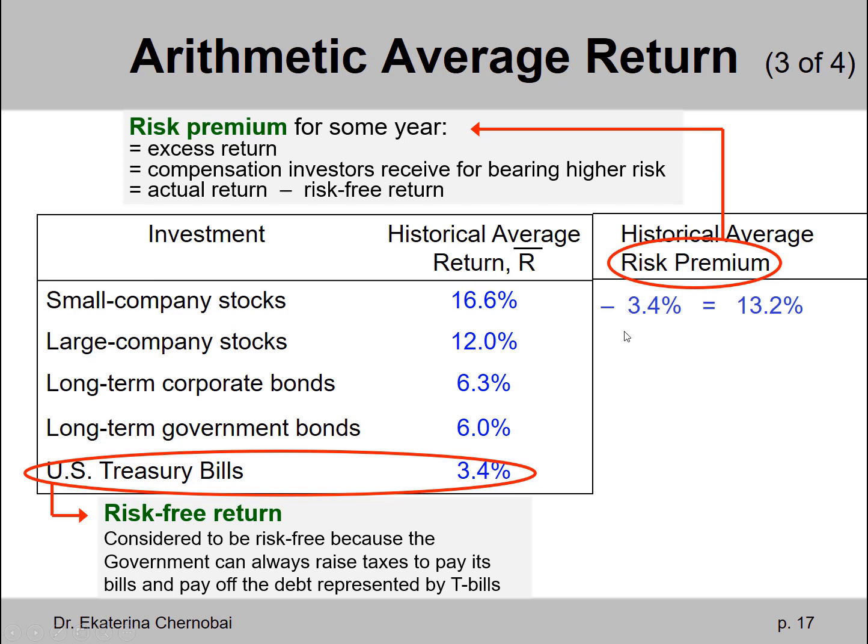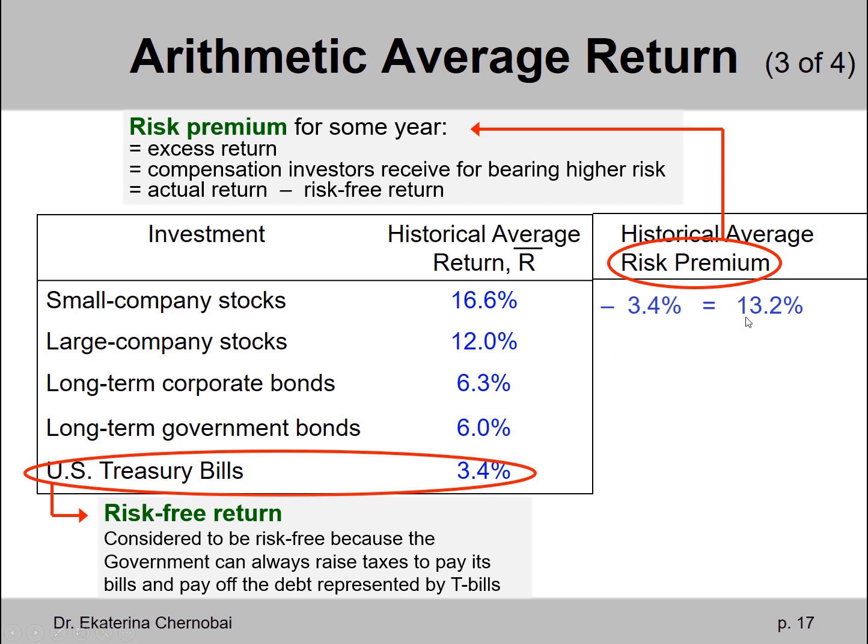It means that those investors who decided to invest their money into stocks of small companies were getting, sorry, 13.2% more money on average every year relative to the bare minimum return they could have earned if they bought the treasury bills.